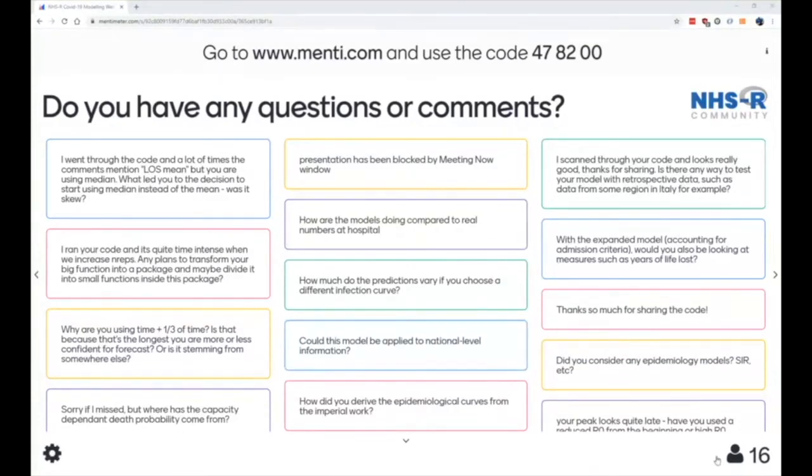I guess the outputs of the model are the occupancies and the deaths that would occur as a result of the demand not being met. In terms of the second one there, the capacity dependent deaths, the treatment of that in the model is fairly trivial, just through the probability that is put in as one of the function arguments.